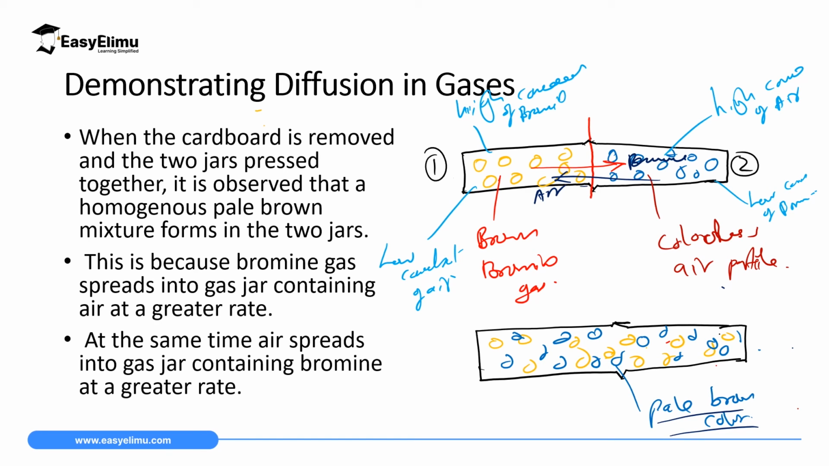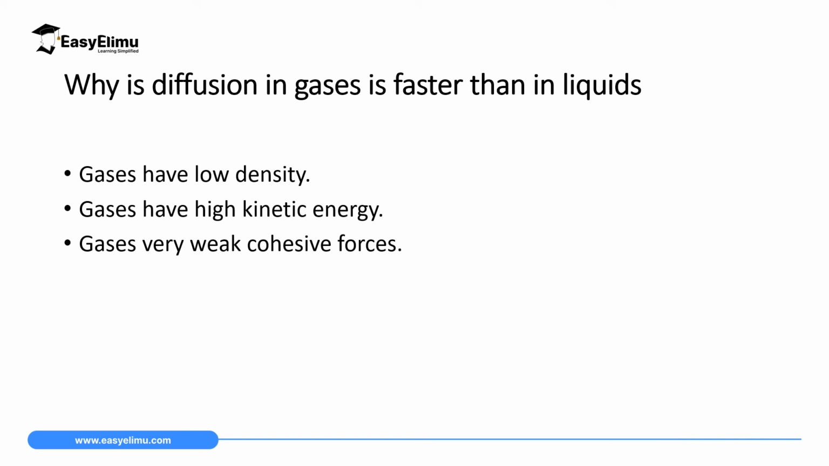And the reason why the pale brown color will be formed very fast is because as you increase the temperature of these particles, the gas particles will gain kinetic energy and their movement will be very fast. So diffusion takes place faster when the temperature is high and slower when the temperature is low. So why is it so that gases move faster or diffuse faster than liquids?